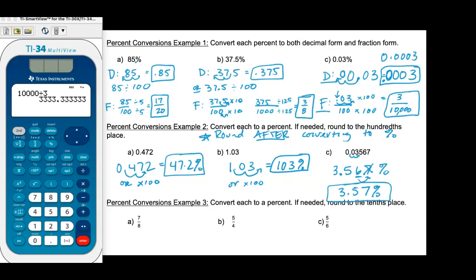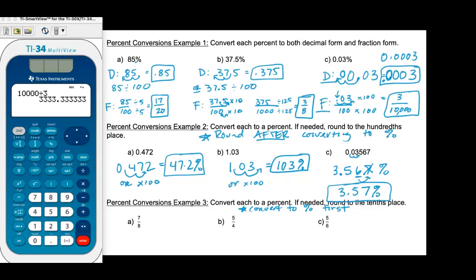All right, so last 3 here. So percent conversions, example 3, convert each fraction to a percent. And then if needed, we're going to round at the end. So we're always, just like the last one, we're going to convert to percent first. Then we round after. So I'm going to follow my steps.